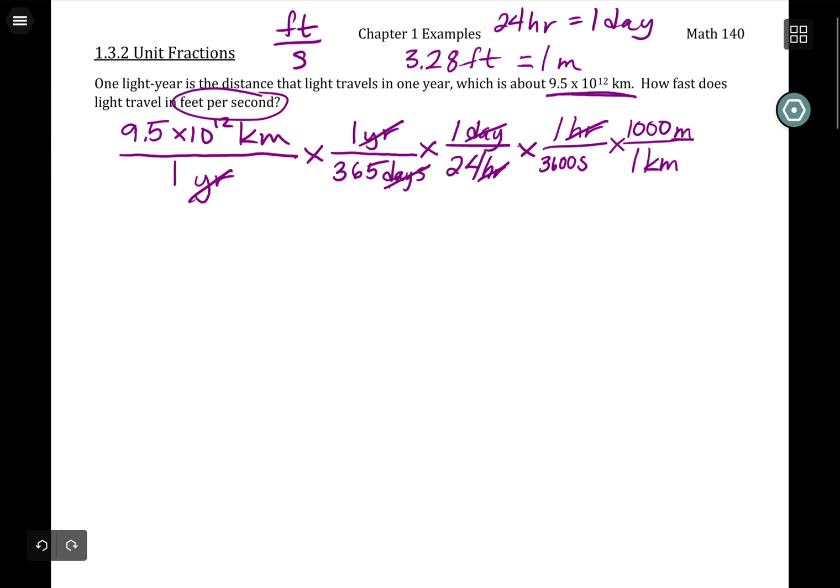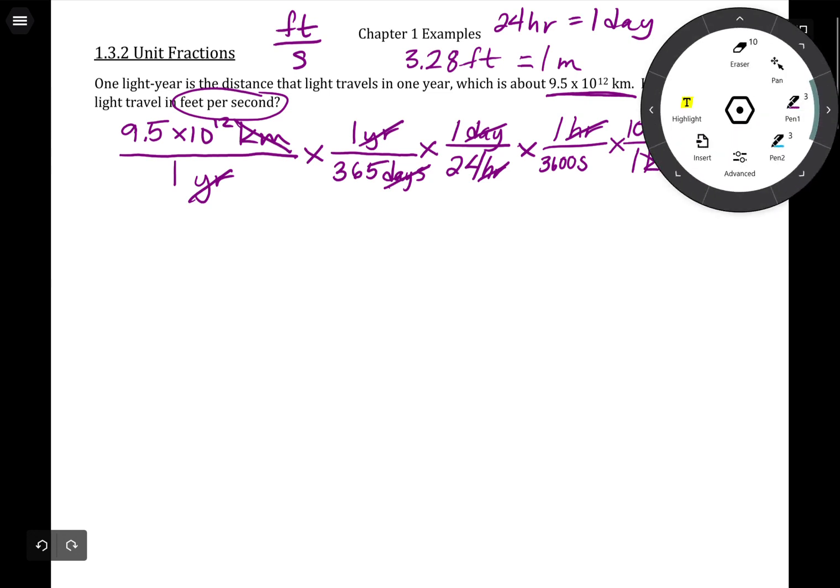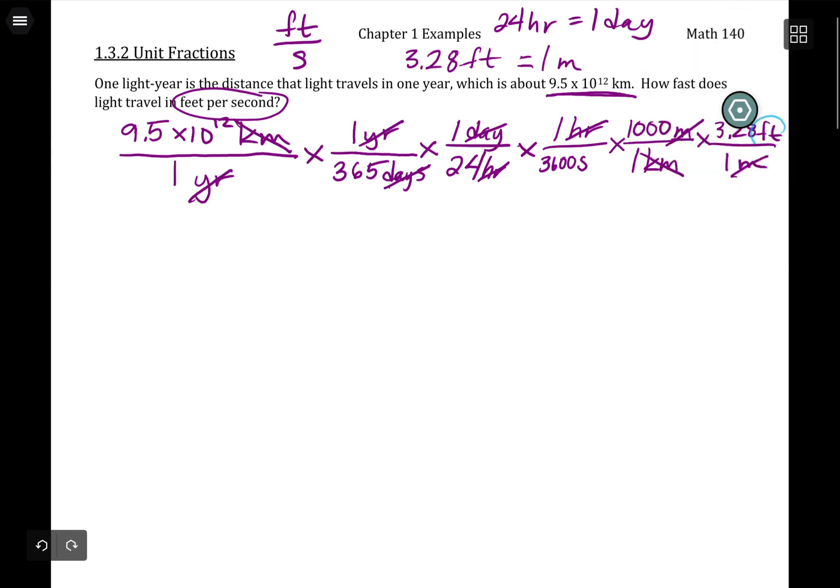And again, I've built the fraction with kilometers on the bottom so that I can cancel with the ones that were on the top in the beginning. And then last one, I'm going to say 3.28 feet is equal to 1 meter. So I tried to do a nice long one for you. And then meters cancel. So notice, I'm going to switch colors here, that I'm left with feet in the top and seconds in the bottom, which is perfect.